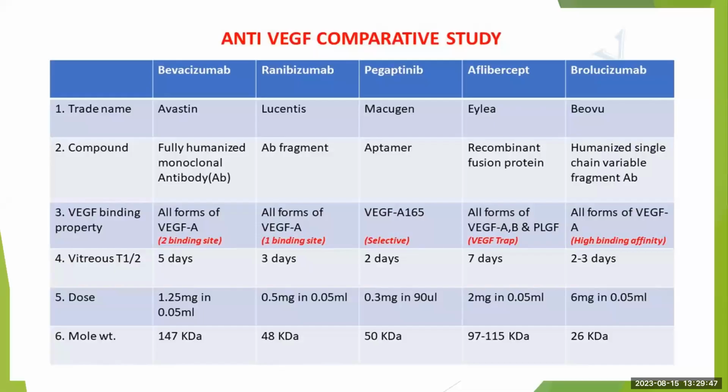Now the anti-VEGF comparative study. The first drug is bevacizumab, also known as Avastin. It is a fully humanized monoclonal antibody. It binds to all forms of VEGF-A. Its molecular weight is 147 kilodaltons, and it is injected as 1.25 milligram in 0.05 ml. It is not FDA approved. It is only approved for metastatic colorectal cancer.